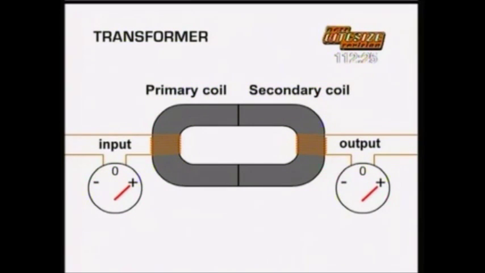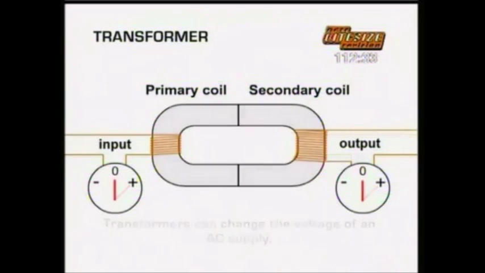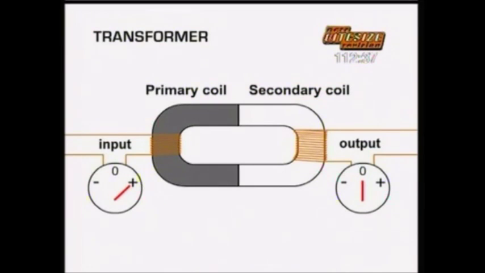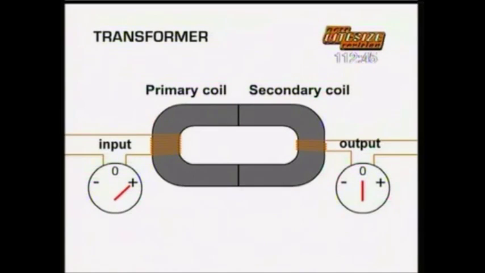The main use of a transformer is to change the voltage of an AC supply. If there are more turns in the secondary coil than there are in the primary coil, the voltage coming out of the transformer is more than that going in, a step-up transformer. If there are fewer turns in the secondary coil, the voltage coming out of the transformer is less than that going in, a step-down transformer.